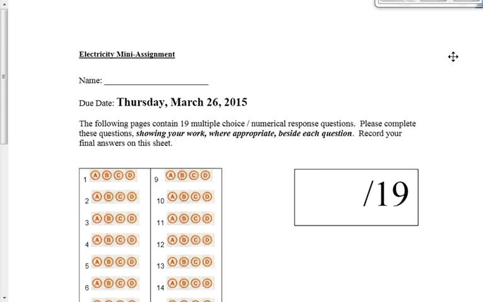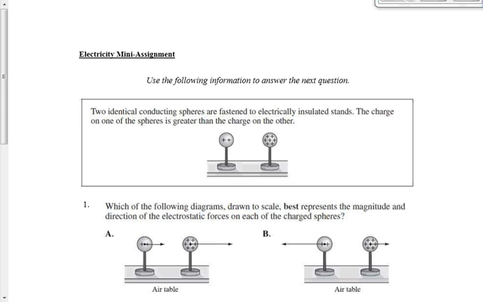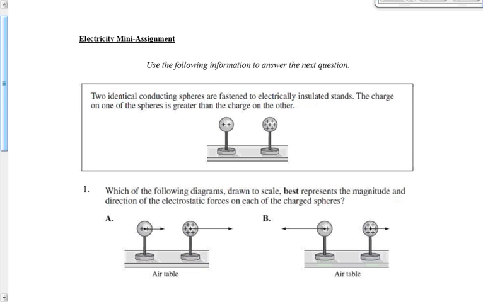Let's go over our assignment that we handed in yesterday and just hand it back to you here just now. Electricity mini assignment, 19 questions. Try to get through this whole thing this class. Starts off with question number 1.